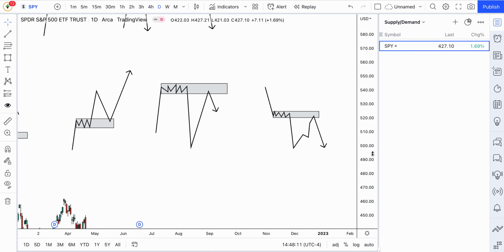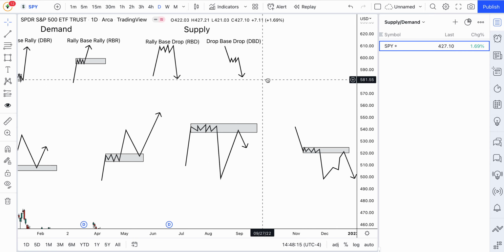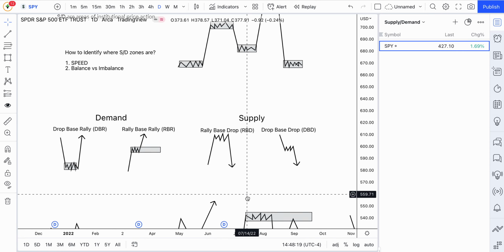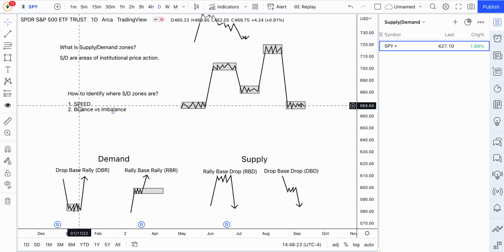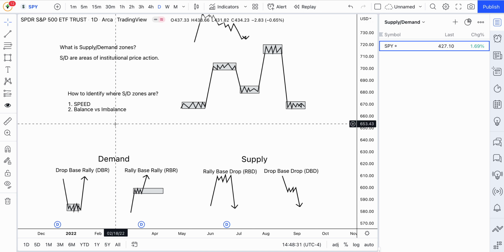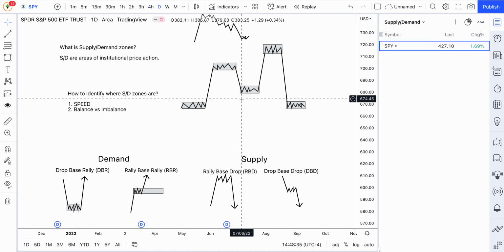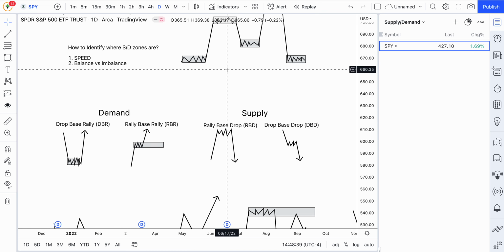So all in all, that's supply and demand. I gave you the 4 types of zones, how they work. You'd expect price to bounce off of them, institutions. Again, main things to consider are speed, right? So you need to be looking at how fast price is and looking at fast price action. And then balance versus imbalance, understanding how the market moves and what kind of market structure is created in all of these stocks and futures.